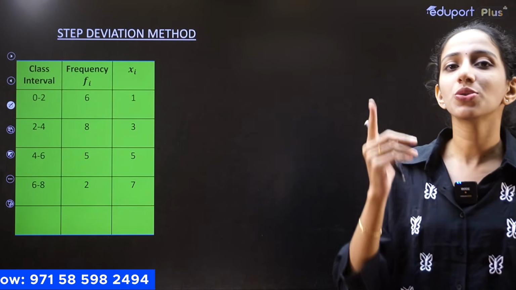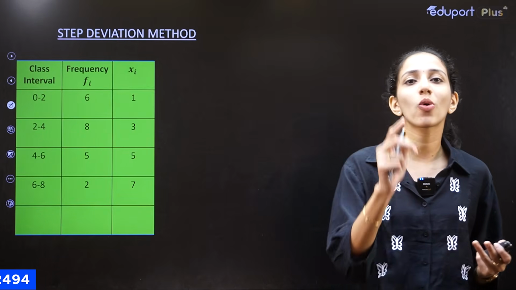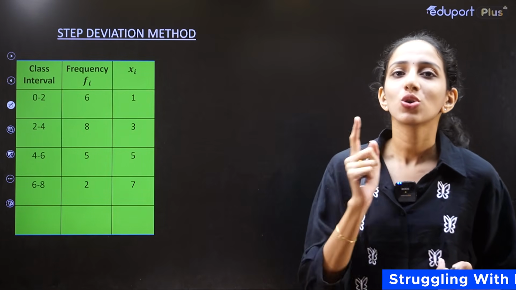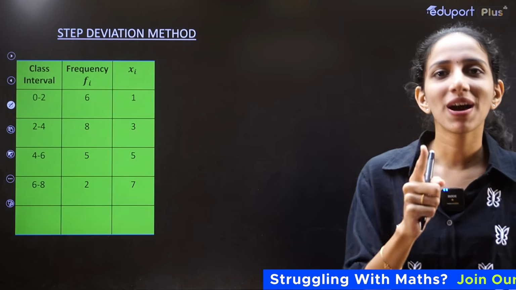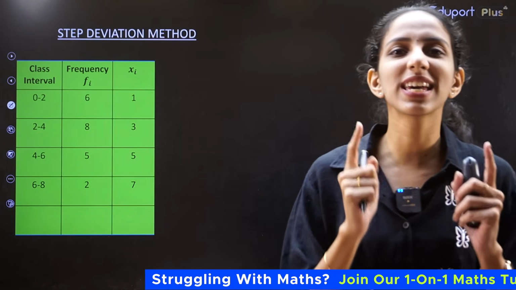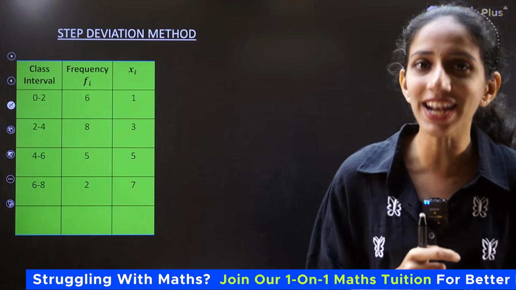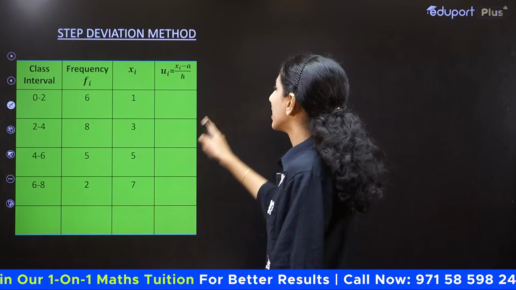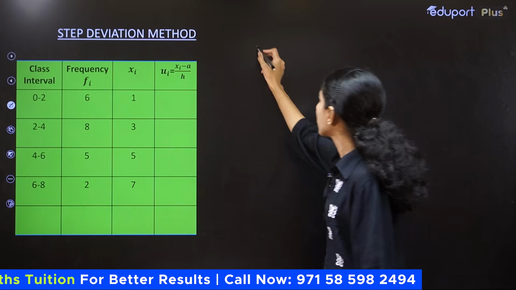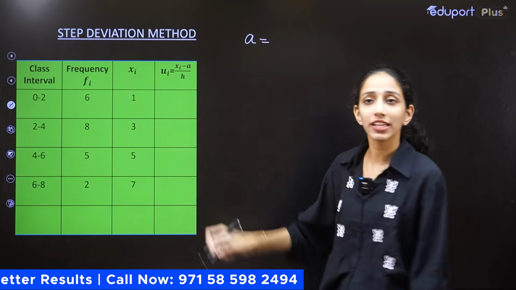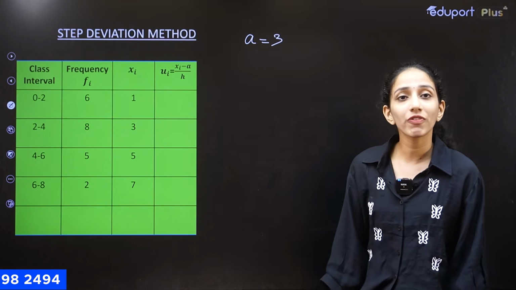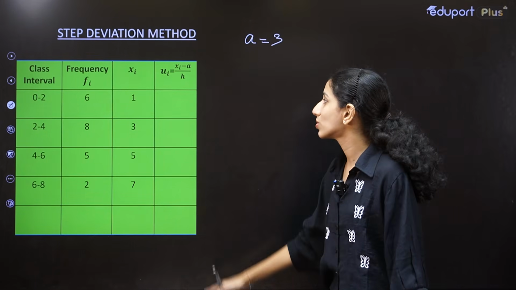X bar is equal to a plus, we require a new term ui there. What is ui? Ui is equal to xi minus a by h. So you just find out that column. What is that? Xi minus a by h. So that column is added here. Then a is already fixed. What is the value of a we take? That is 3. Here we have 3 and we want to find out all the values of ui.